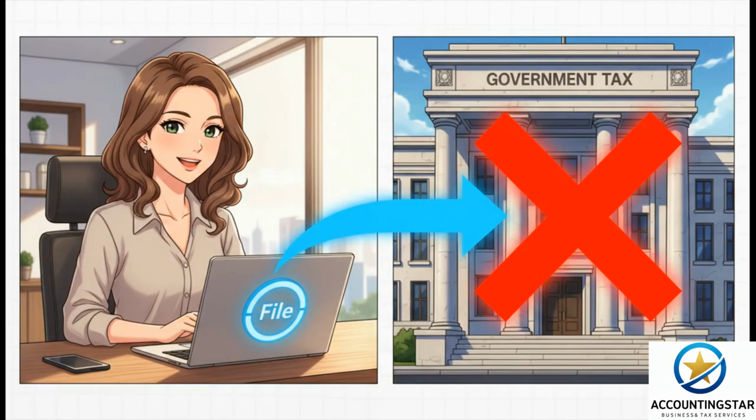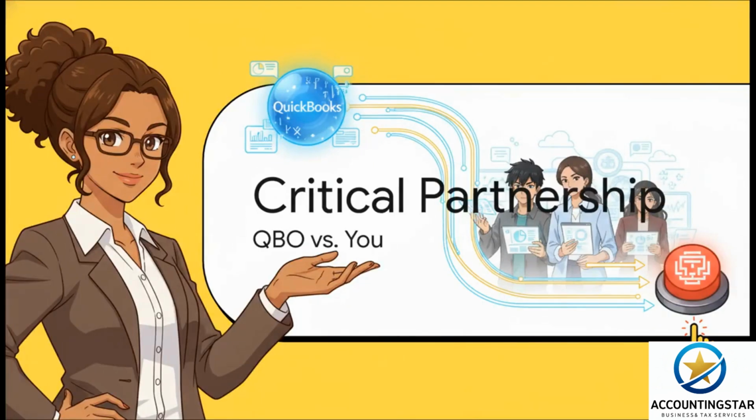Think of QuickBooks as your super organized assistant. It's getting all the paperwork together, putting it in a neat folder, and handing it to you. It does all the prep, but you're the one who has to actually take it and file it. Really, the best way to look at this is as a partnership. It's you and the software working together. Think of QuickBooks Online as your expert co-pilot. It's fantastic at navigating, checking all the instruments, and making sure the data is spot on. But you are always the pilot. You're the one in the captain's chair who makes the final call and actually lands the plane.